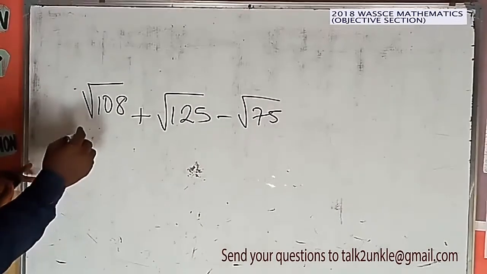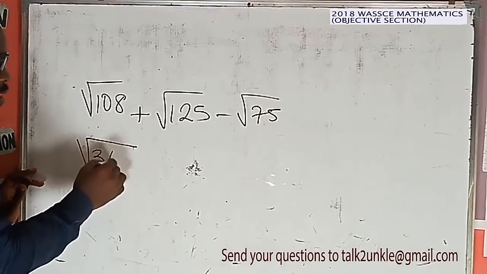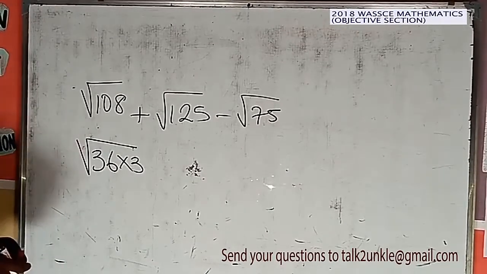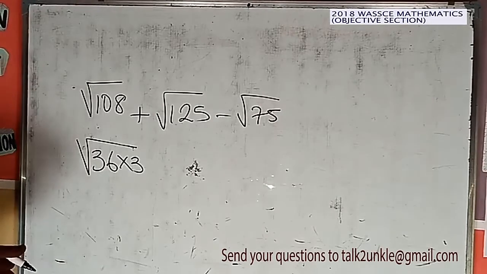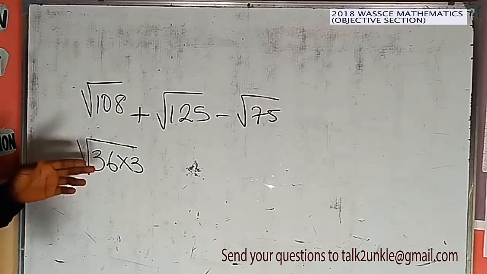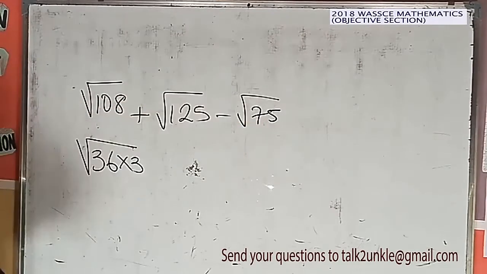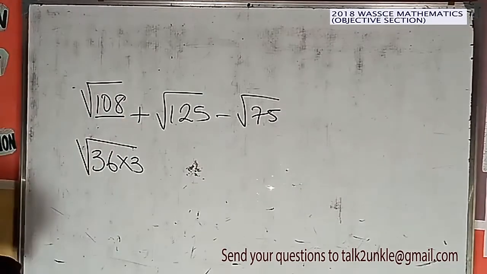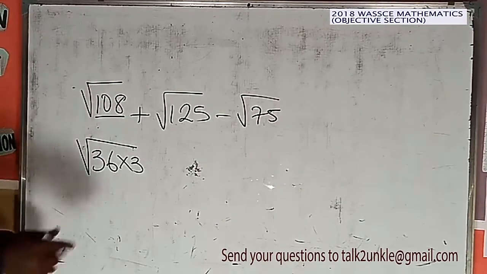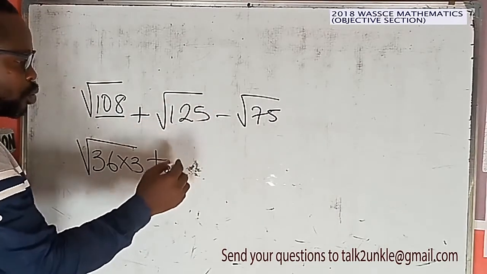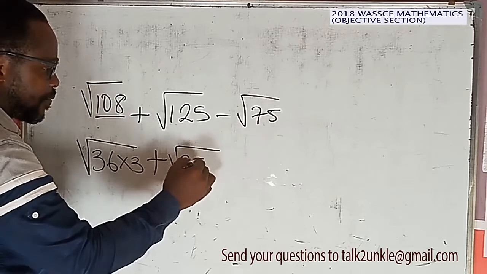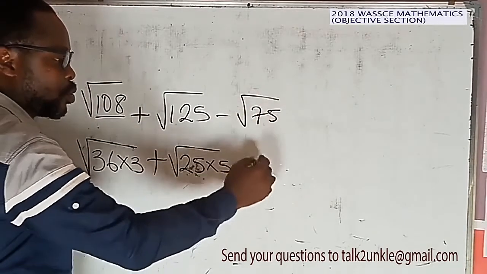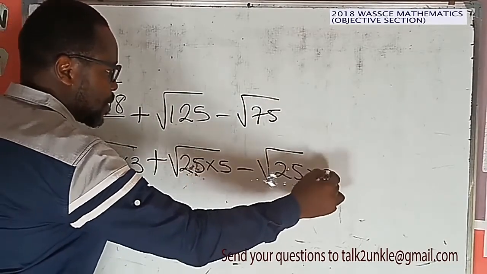In this case, of course, 108 is 36 times 3. When we want to work with surds, we need a good understanding of perfect squares. We are trying to break these numbers down into perfect squares and possibly irrational numbers that will come out of it. So the perfect squares we have here will be 36 by 3, plus 125 should be 25 times 5, minus 75 should be 25 times 3.